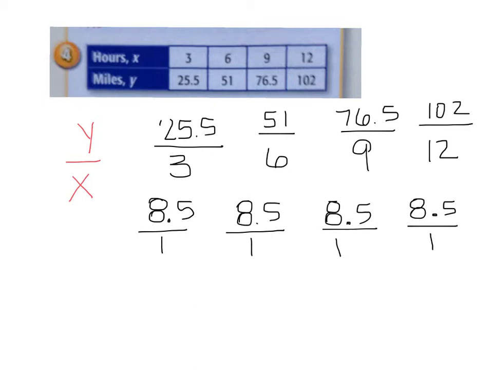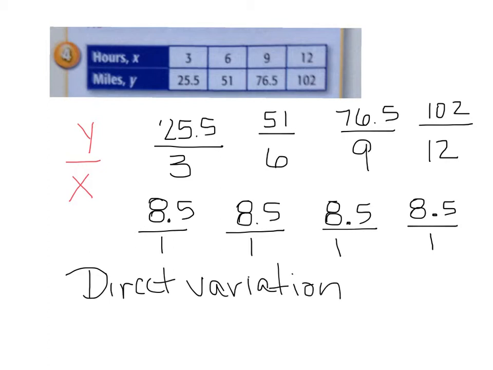Okay, now, since these ratios are the same, this is a direct variation function. That means that if you graph these ordered pairs on your coordinate plane, this line will pass through the origin. And the constant of variation for this problem would be 8.5. Okay?